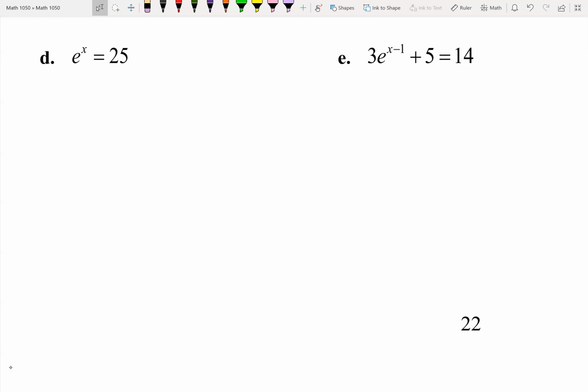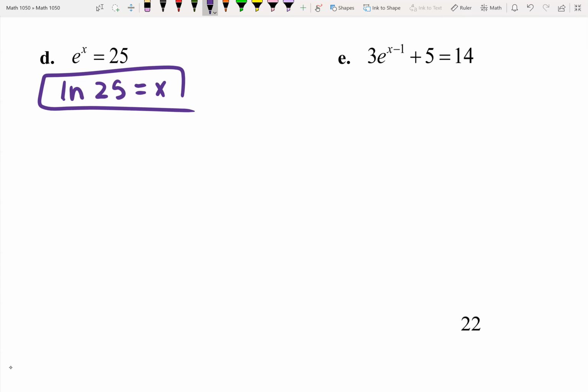So I convert it to log. So it's log base e of 25. That's ln 25 is equal to x. And I'm literally done that fast. If you write that as log base e of 25 equals x, will you get credit for that? Yes, you will. It's the same thing.